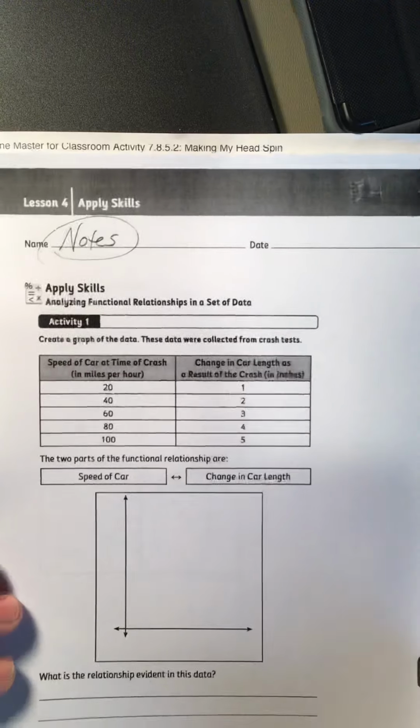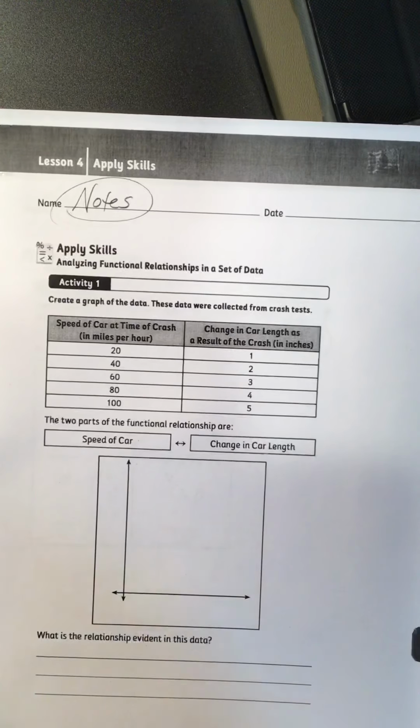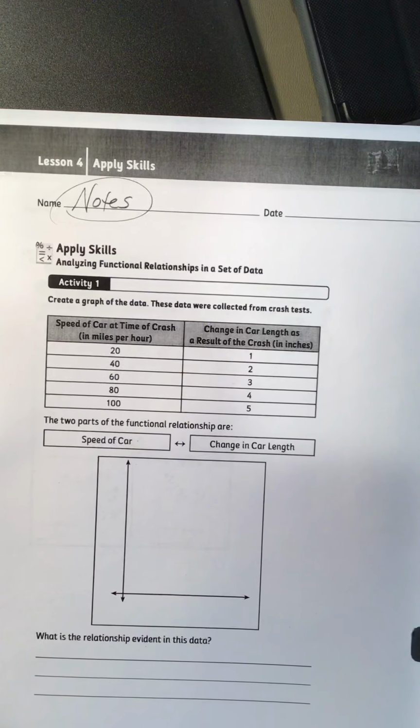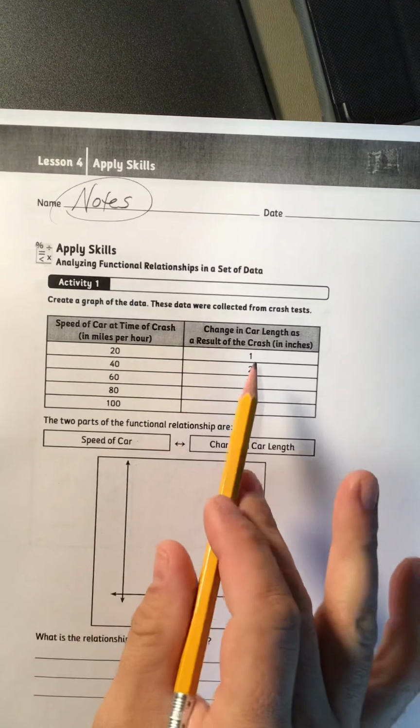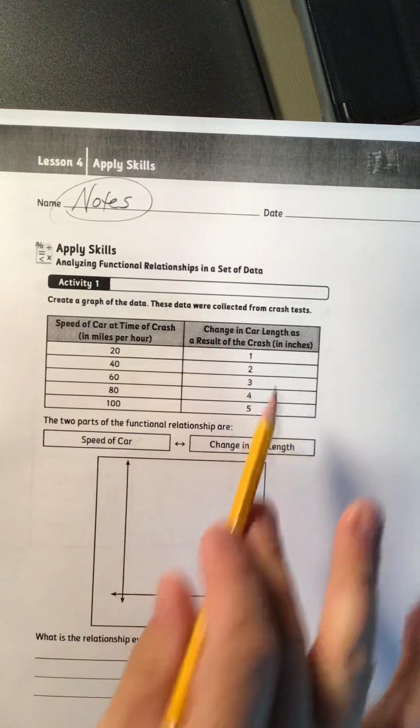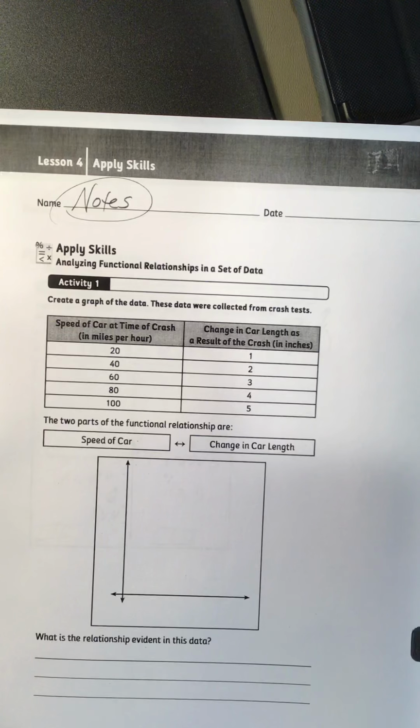Okay, second page. Page 379, it says create a graph of, looks like speed of car at the time of a crash and change in car length. So how far you push that car around would be my guess. Or a change in results, so how many inches basically you crush the car.